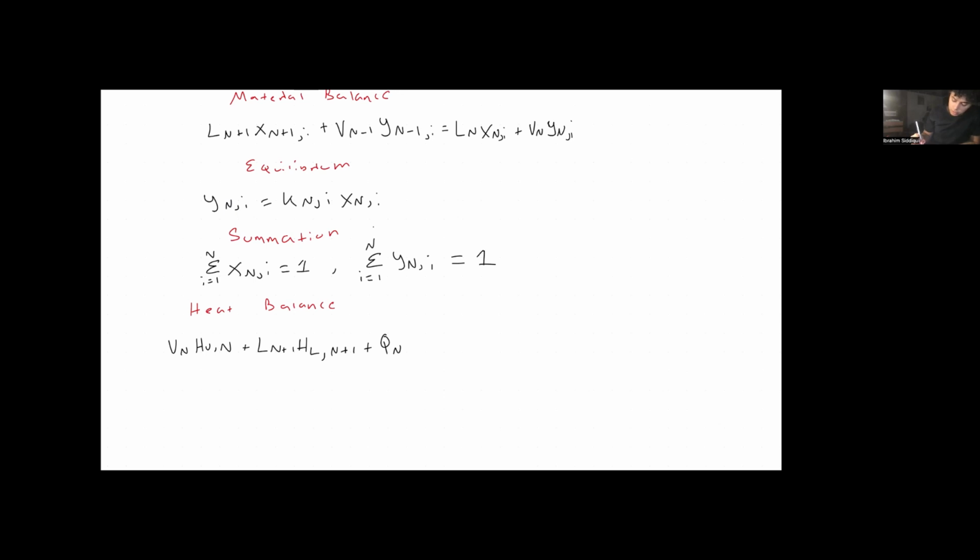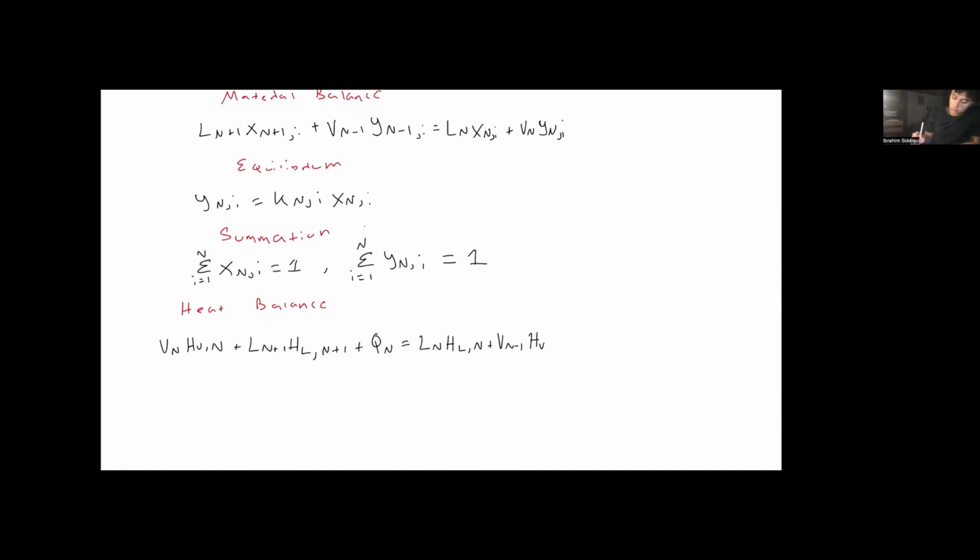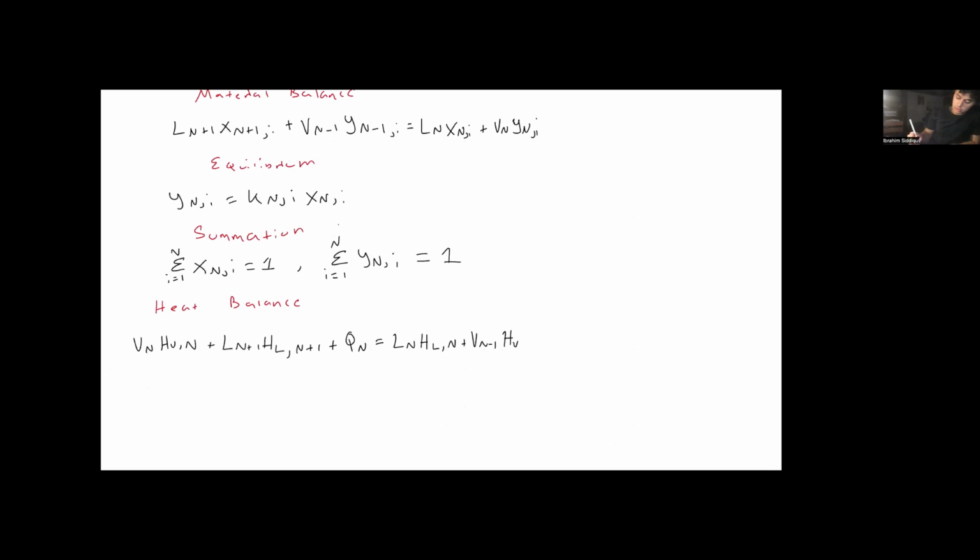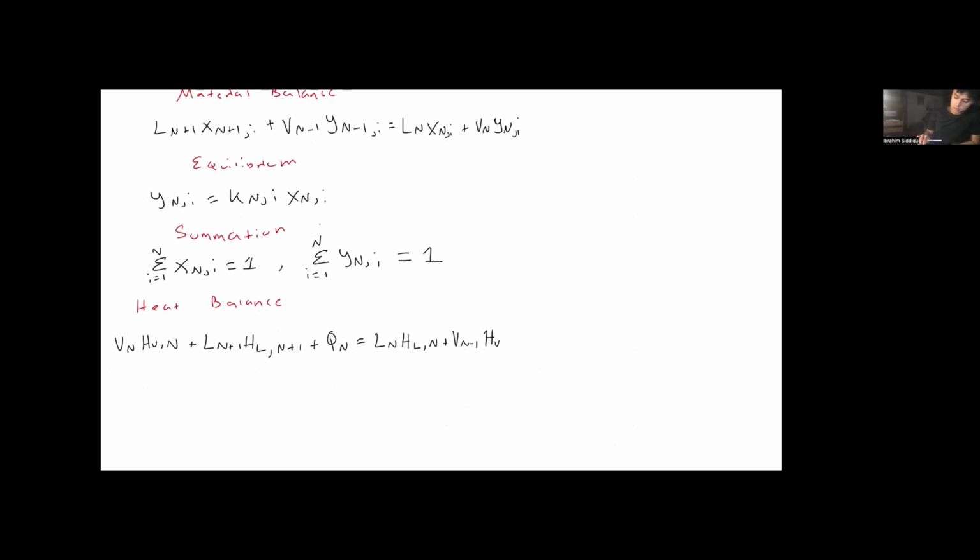So this is going to be equal to our liquid flow at stage n multiplied by our liquid enthalpy at stage n plus our vapor flow at stage n minus 1 multiplied by our vapor enthalpy. Yeah, pretty sure that looks good. Okay, so what we can do now is, no, we're not done. Okay, so this is going to be at stage n minus 1. Sorry about that. Okay, so there you go. That's good. A lot better.